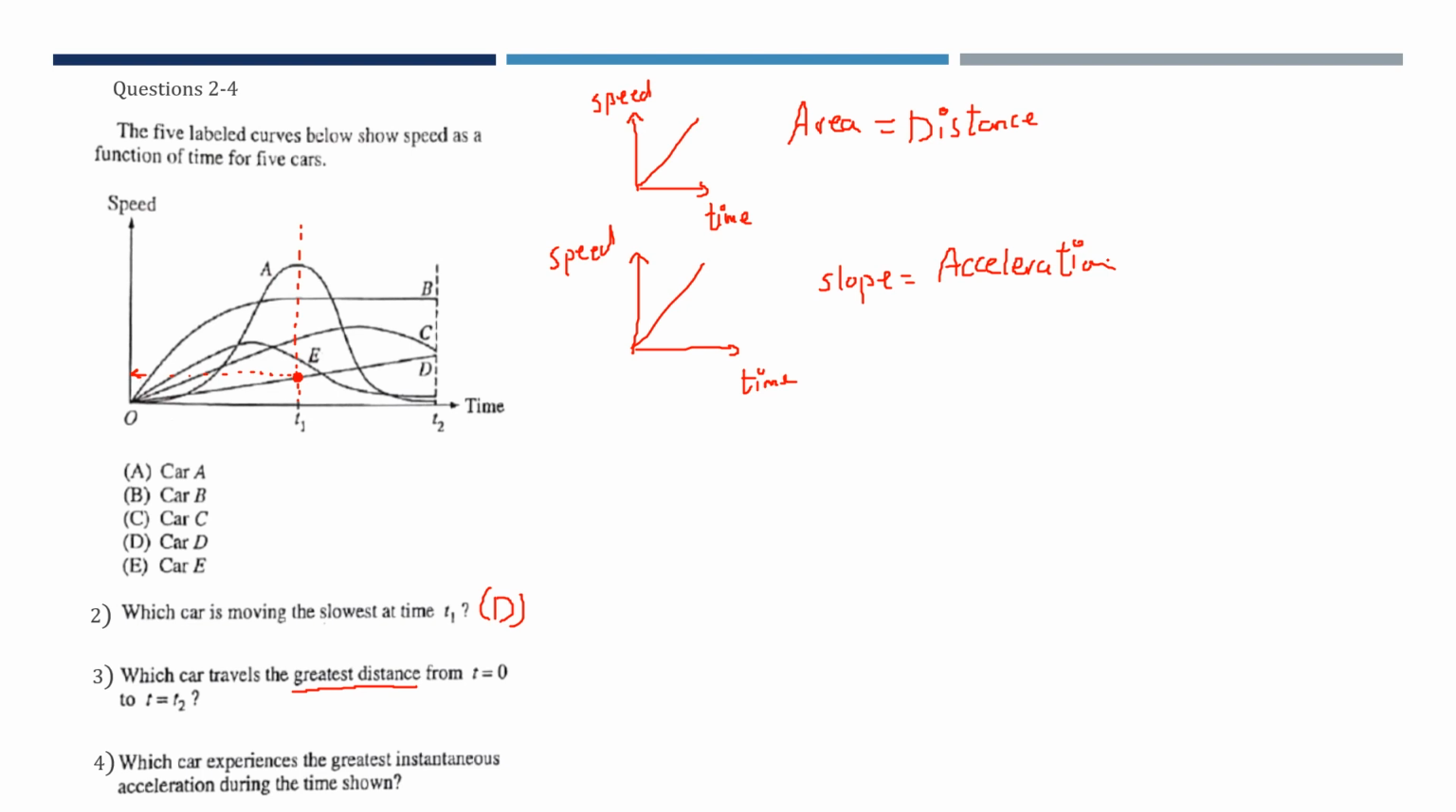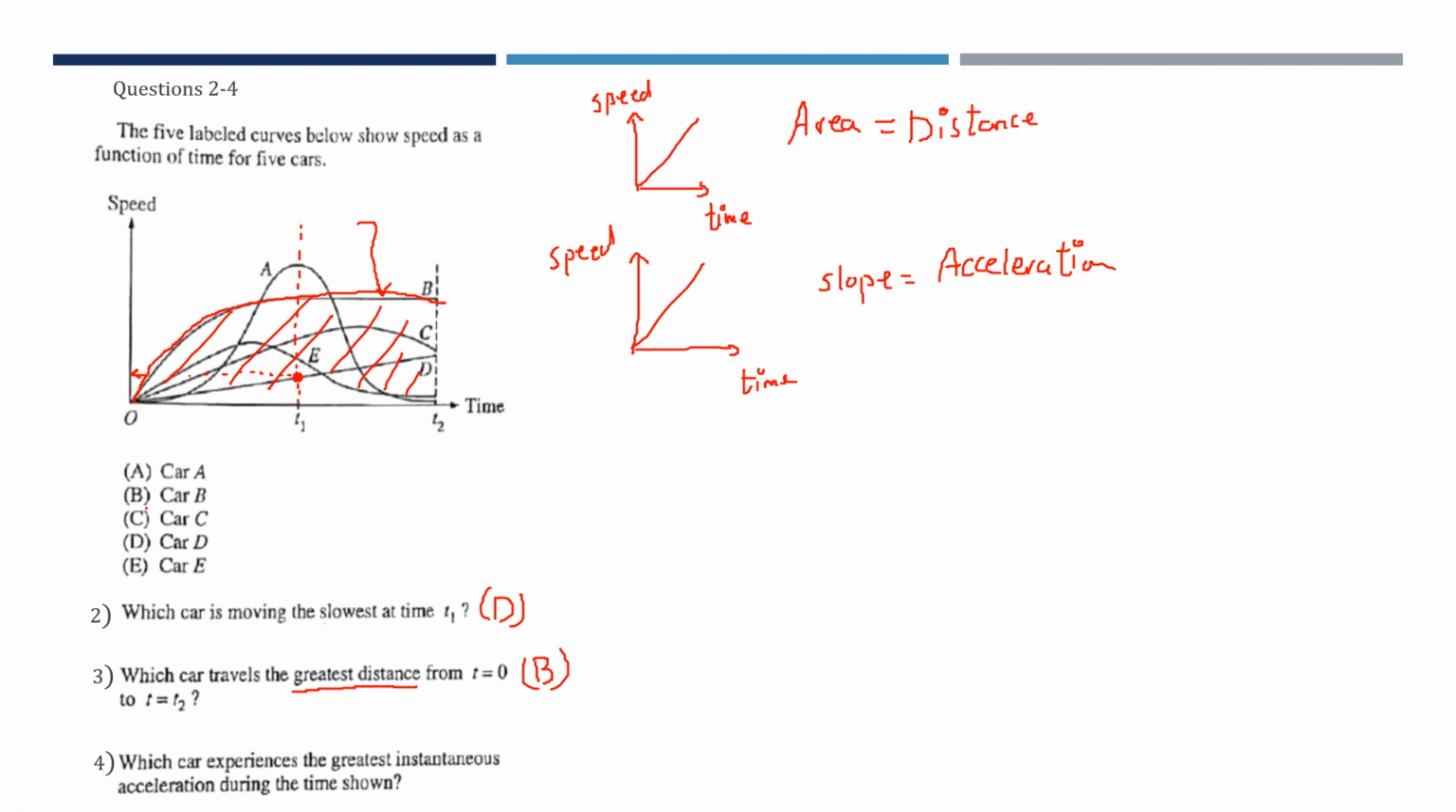Now, to find the greatest distance, we have to find the greatest area under the curve. Can you figure out what car has the greatest area under the curve? Yes, it's B. Car B has the greatest area under the curve. So it has the greatest distance. So B is the correct answer.